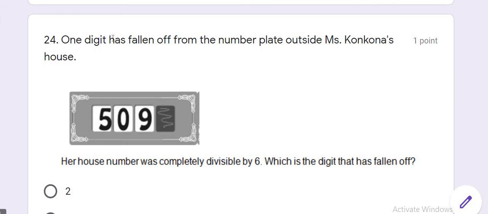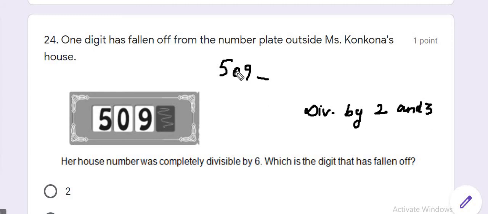Question 24. One digit has fallen off from a number plate outside Miss Konkona's house. Her house number was completely divisible by 6. Which digit has fallen off? Here we can see that this number 509 dash is divisible by 6. So the divisibility rule of 6 says if a number is divisible by 2 and 3, then the number is divisible by 6. So 5 plus 0 plus 9, the sum of digits gives you 14. The nearest number to make it divisible by 3 is 15, but we cannot have 1 here because it will then become an odd number.